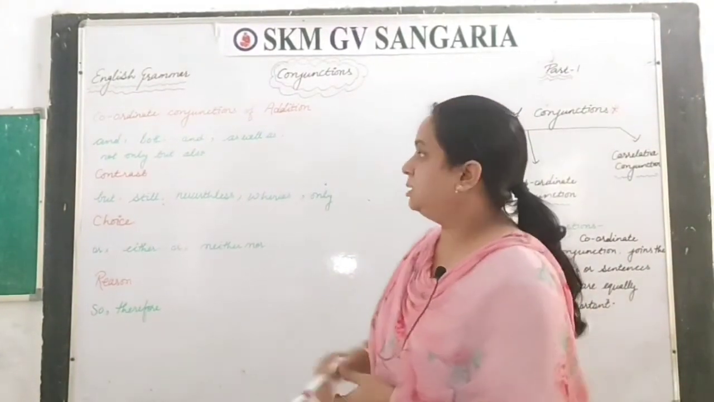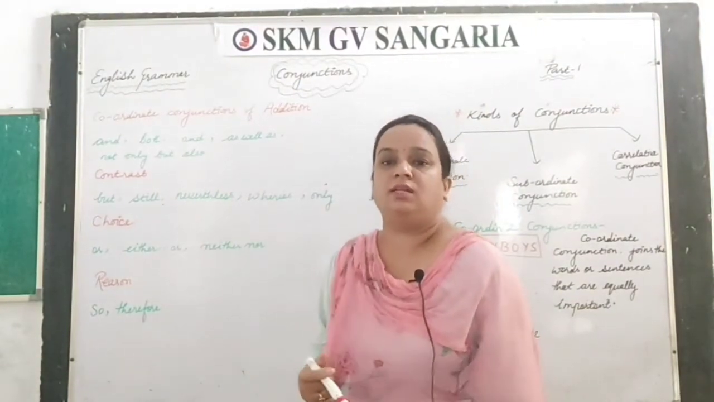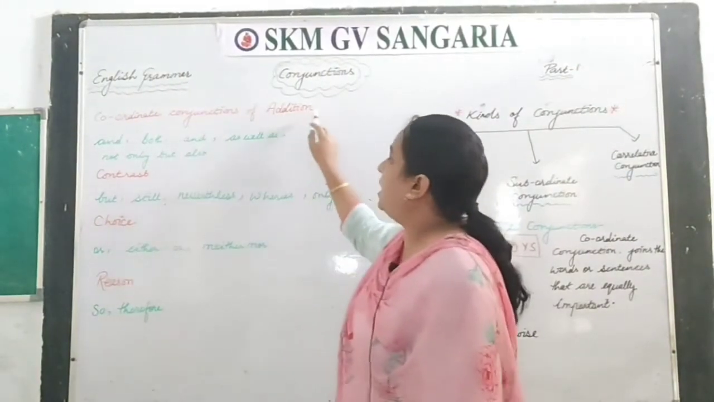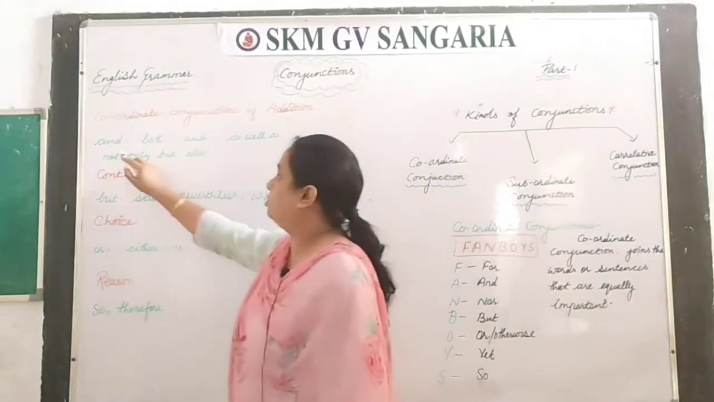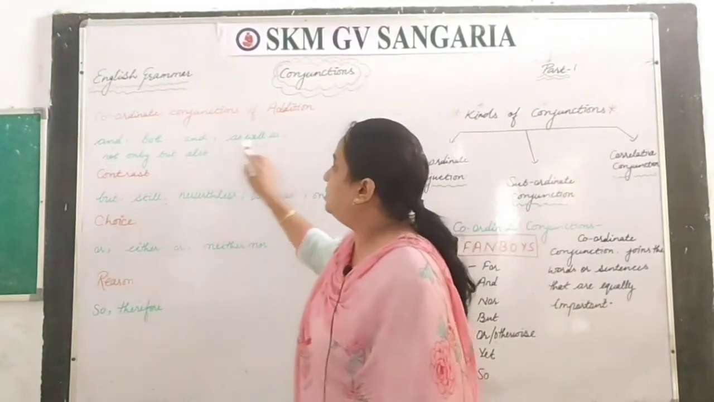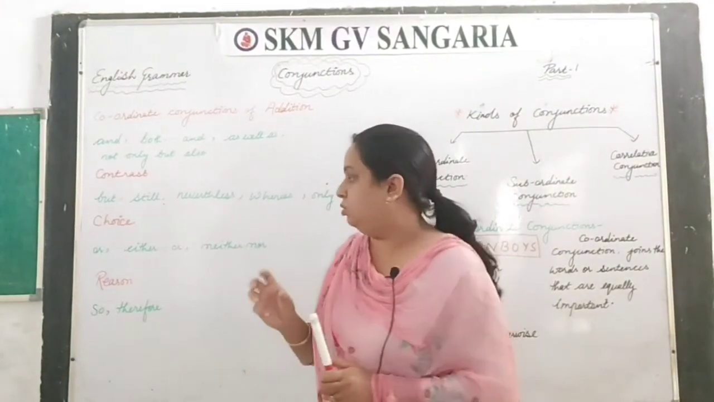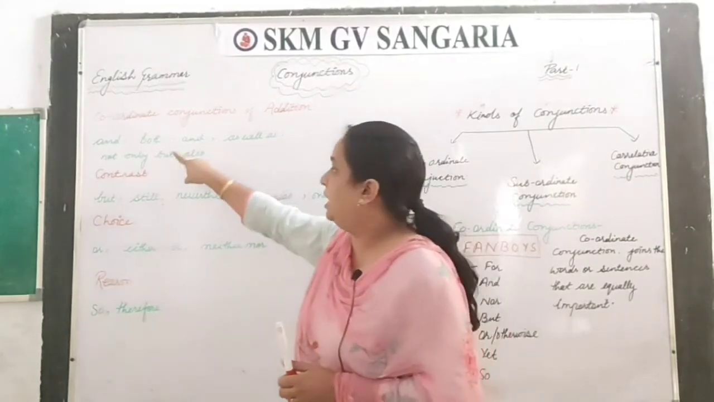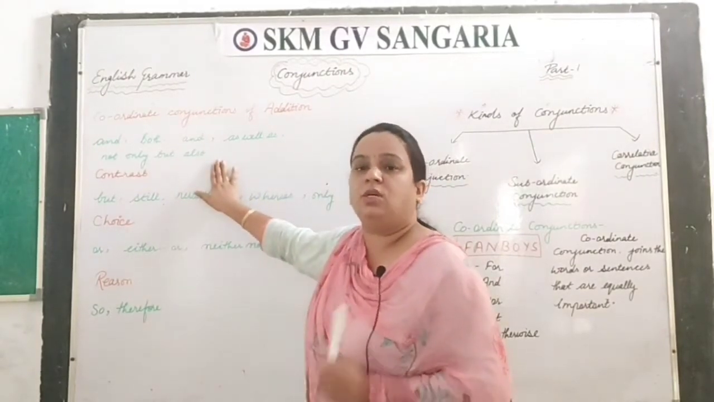If the sentences are given and we have to add something, right? We have to add different sentences, then what do we have to do? So coordinate conjunctions of addition, right? If we want to add something, what do we have to use? The words like and, both and, as well as, not only but also, right? Suppose we want to add some same ideas, so here we have to use these words: and, both and, as well as, not only but also.